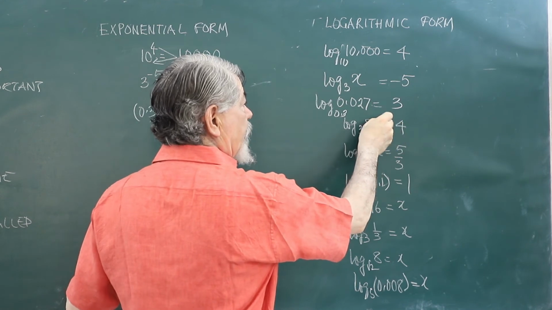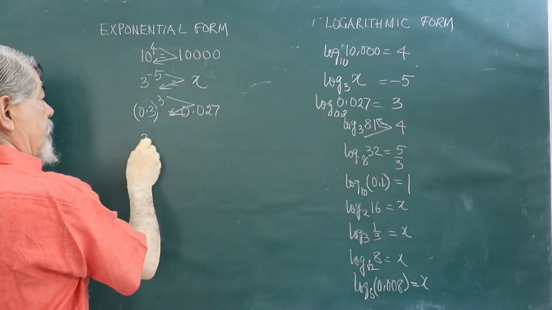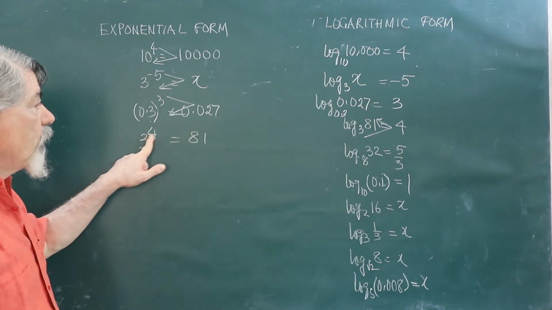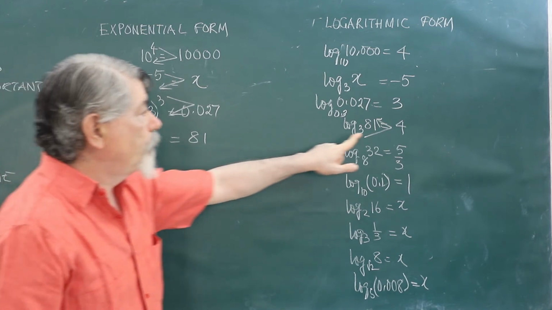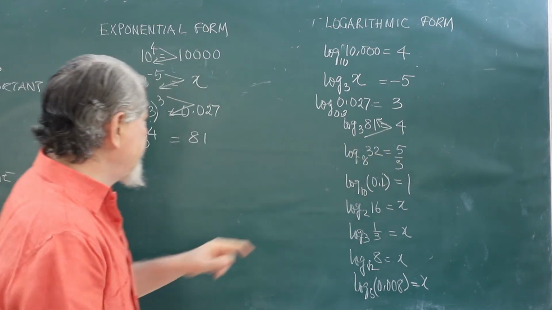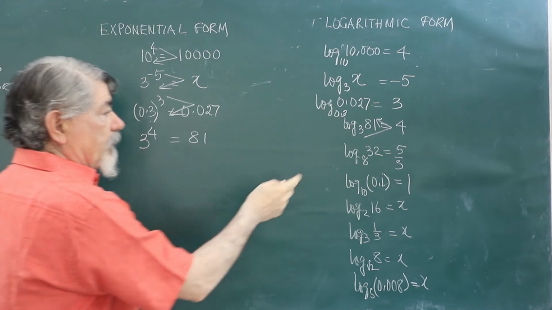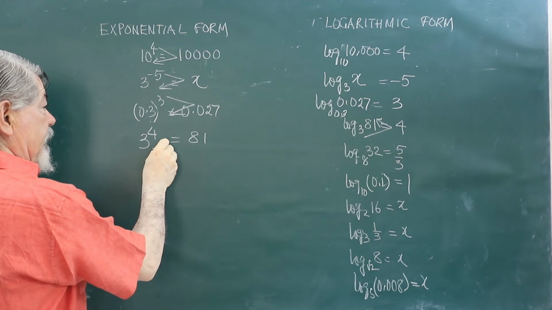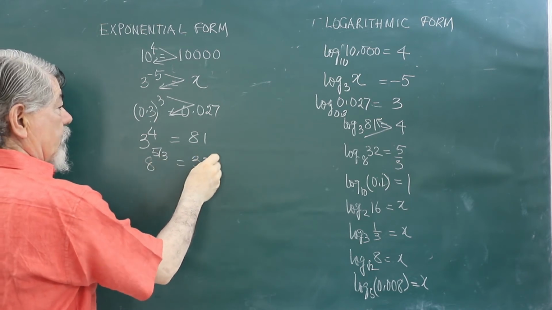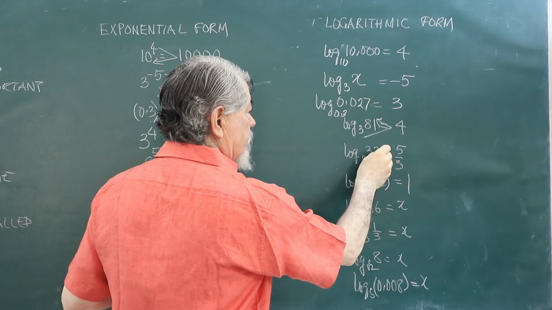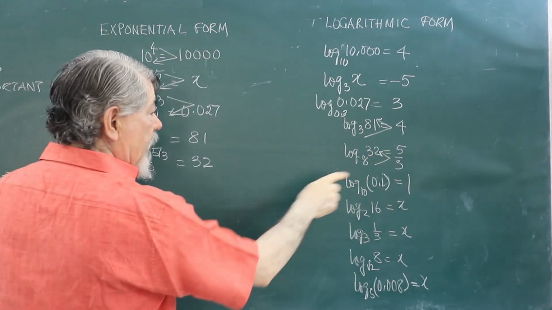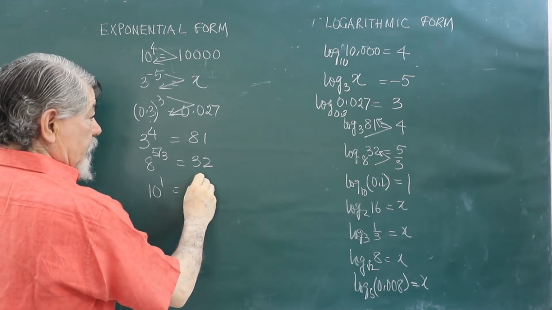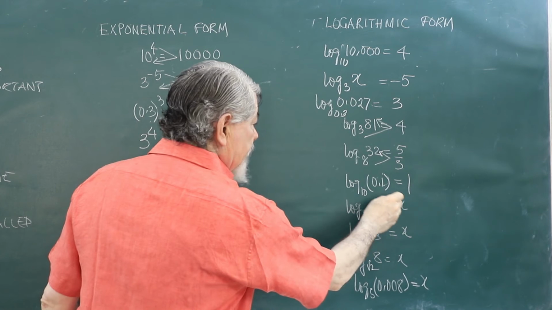Like 3 to the power 4 will be 81. Why? 4 is the log of 81 to the base 3. Or 3 to the power 4 is 81. 8 to the power 5 upon 3 is 32. You go from here to here. Similarly, 10 to the power 1 will be equal to 10. 0.1 is the log of 2 to the power x is 16.